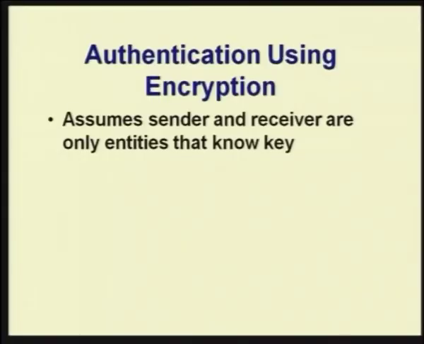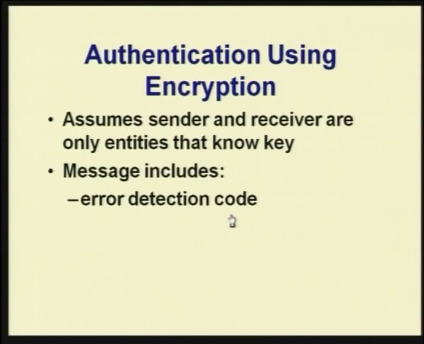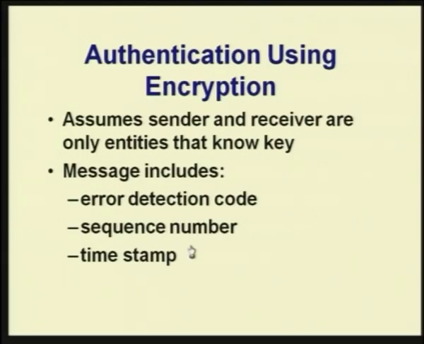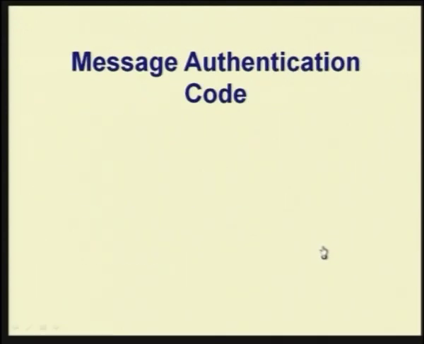Again, we can use encryption for authentication. Here, we assume that the sender and receiver are the only entities that know the key, and the message includes an error detection code. How we arrive at this error detection code, we will take a look at shortly, but some code is sent along with the message. The message includes an error detection code, and it also includes a sequence number and a timestamp. The sequence number and timestamp are used to ensure the timeliness of the data. So, we add these three as part of the message, and then we use a key to generate what is called a message authentication code.